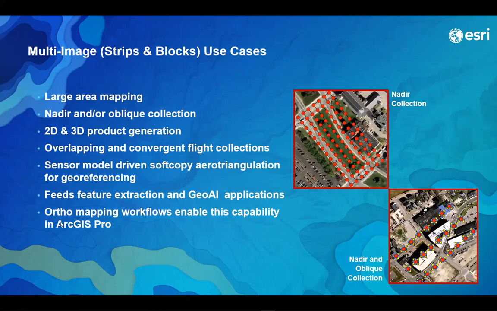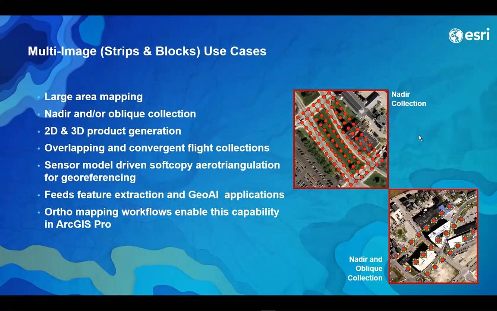And very often, these products, these large area multi-strip, multi-block collections are used to create orthophoto base maps of a country, of a state, of an area. So these capabilities, these multiple image and strips and blocks, are the ortho mapping workflows in ArcGIS Pro. And so we're going to look at these workflows in the examples I'm going to show you here in just a moment.